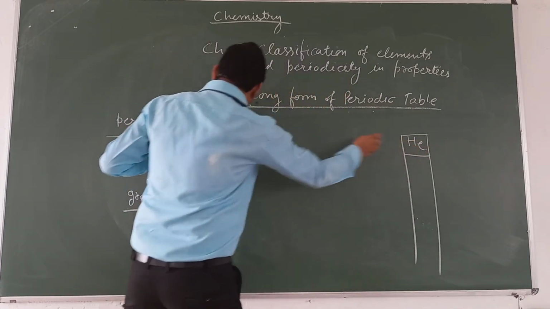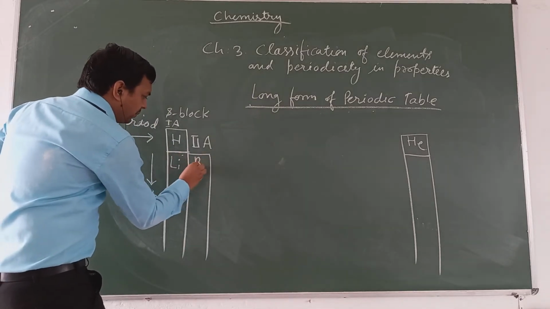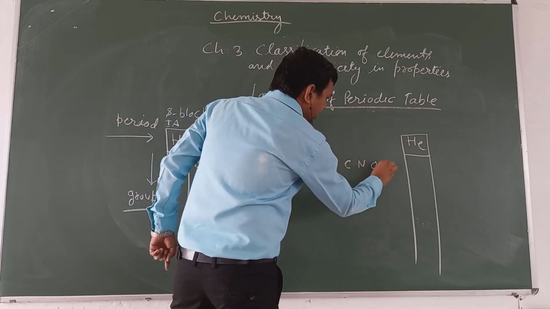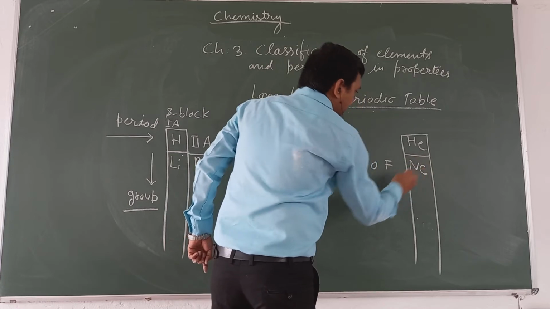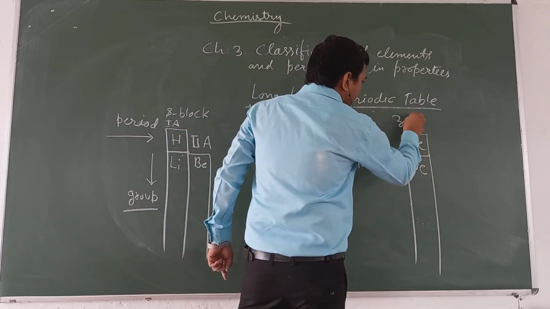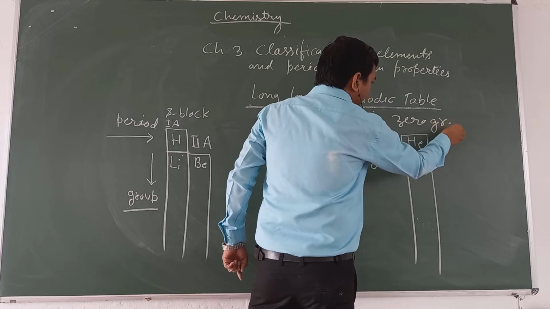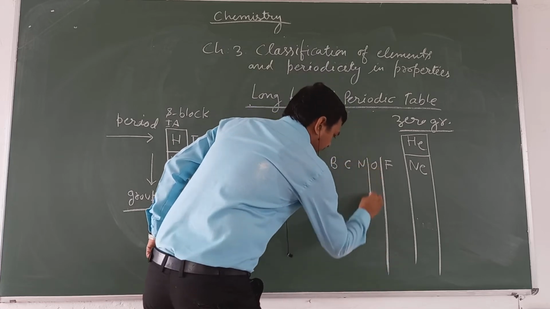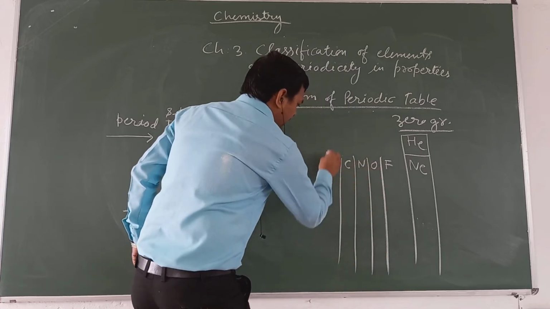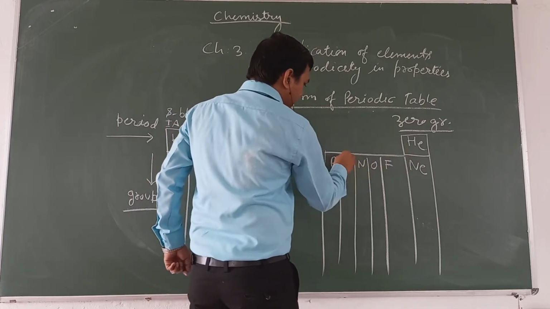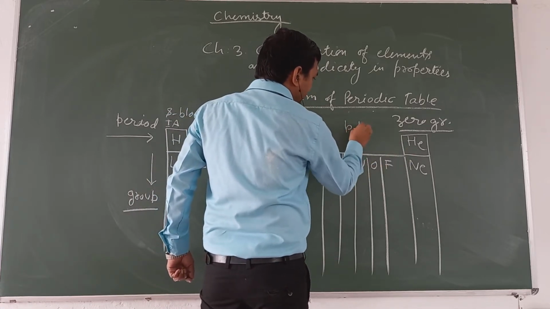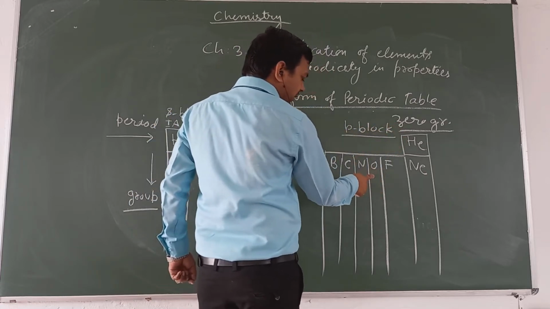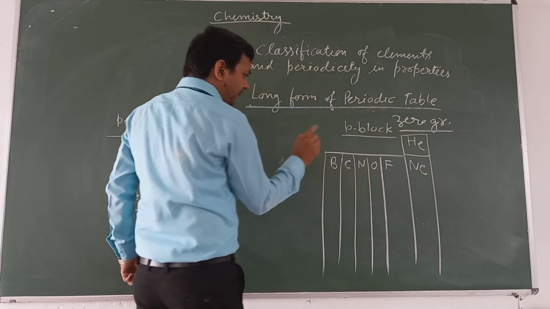Hydrogen, helium, lithium, beryllium, boron, carbon, nitrogen, oxygen, fluorine and neon. This group is known as the zero group. And here is the f block, and here is the p block element. This is the hydrogen family, this is the oxygen family, nitrogen family, carbon family and boron family.